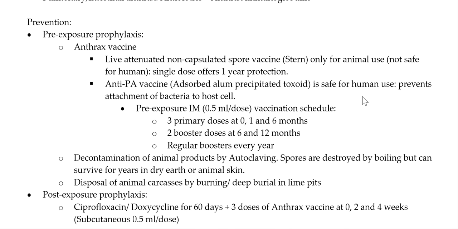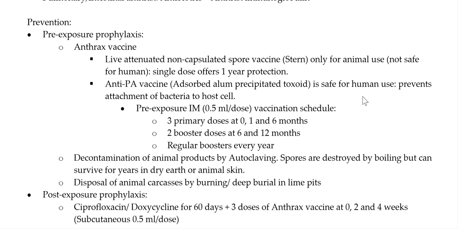Prevention depends on what we want to achieve, whether we want to prevent it before exposure or after exposure. So before exposure, obviously vaccination is the best method. There are two types of vaccines available. One is for animal use and another for human use. For animals, we can use live attenuated non-capsulated spore vaccine. It is not safe for humans. That's why we use it in animals, and only a single dose is sufficient to give us 1 year immunity.